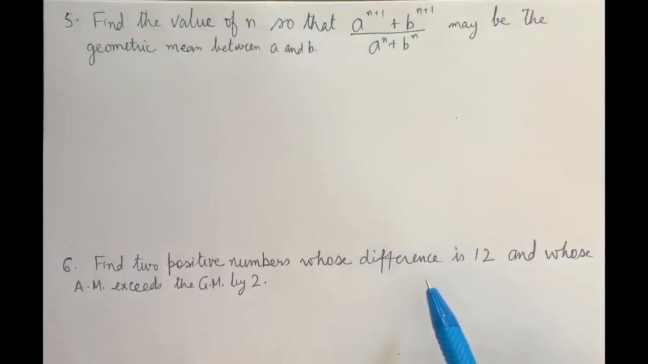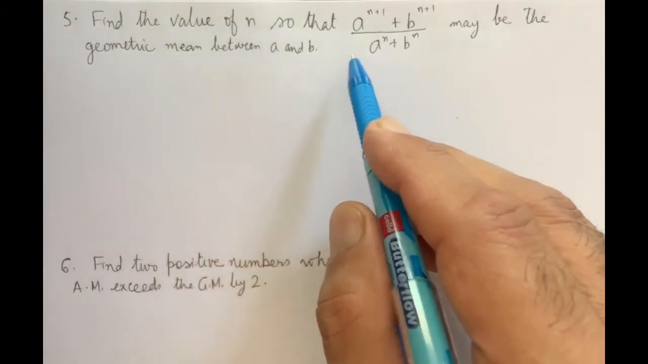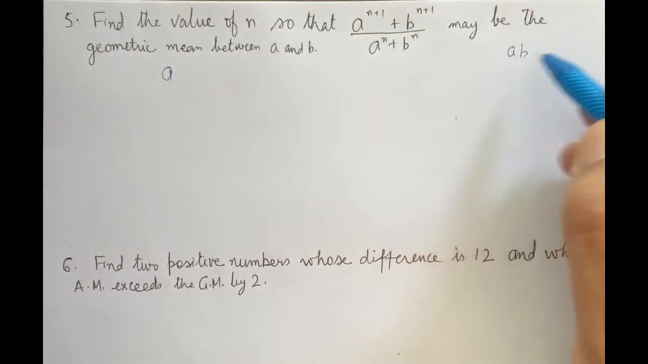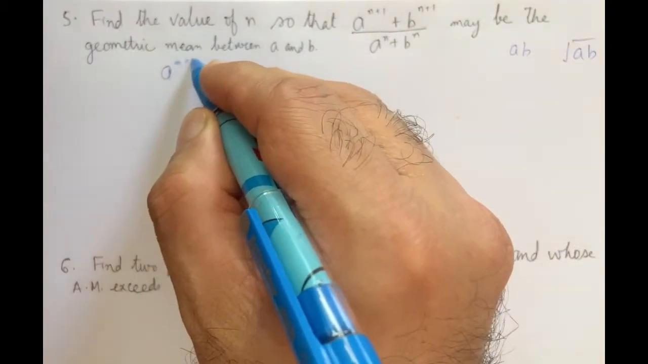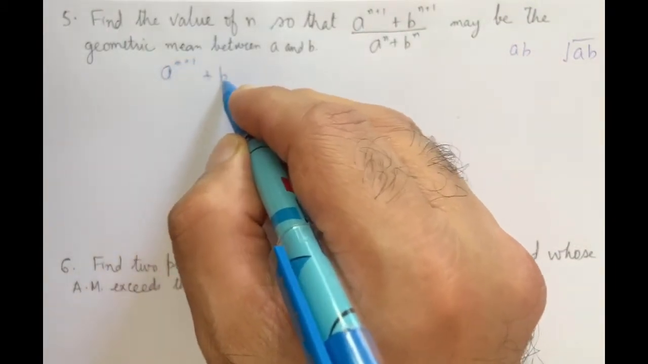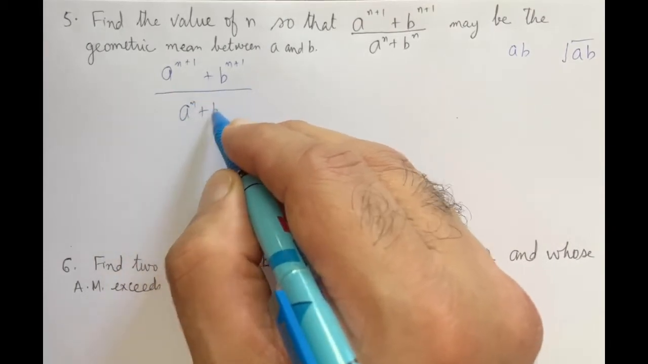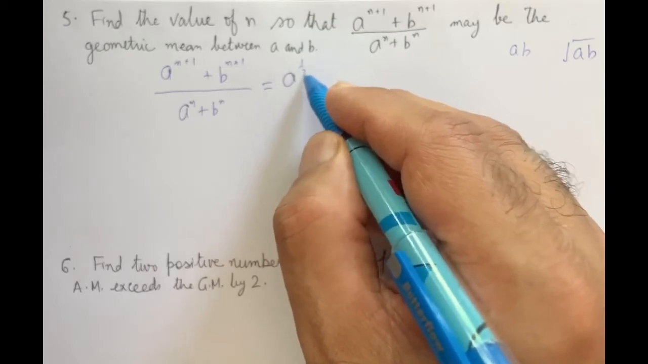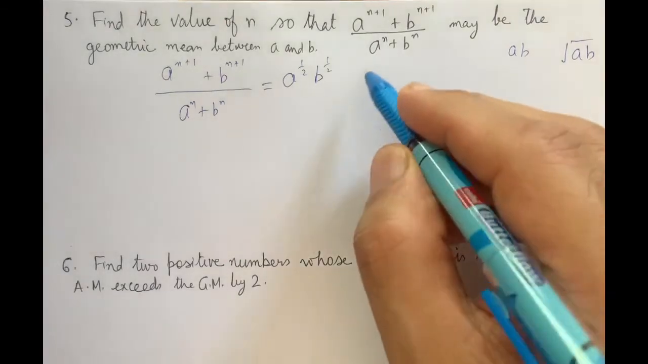In the fifth question, we have to find the value of n so that this expression is the geometric mean between a and b. That means the geometric mean of a and b is root of ab. So that means this expression, a raised to n plus 1 plus b raised to n plus 1, upon a raised to n plus b raised to n, is the same as root of ab, that is a raised to 1 by 2 into b raised to 1 by 2. So from this equation we have to find the value of n.